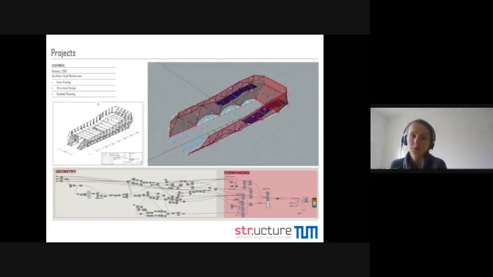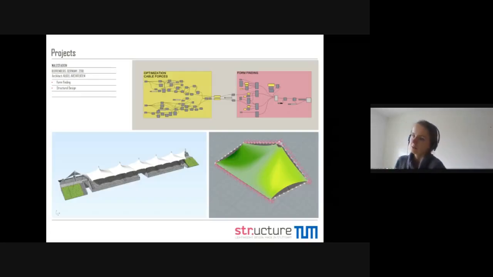And then we did some more membrane projects. So this is a cladding of a surf generator, so a wave generator. It's quite cool. And the cladding was computed and form found with Kiwi. And the same for this membrane roof for the Waldstadion in Herrenberg. So yeah, that's all small optimization of the cable forces in order to get the same shape as the existing parts of the structure.